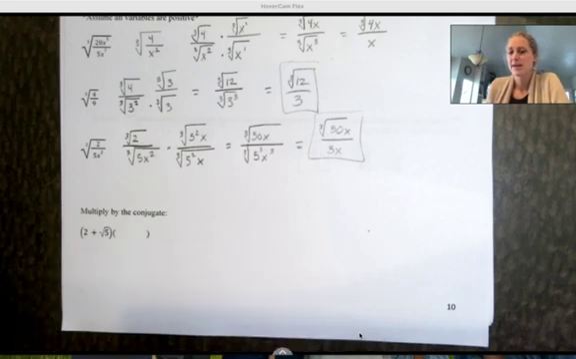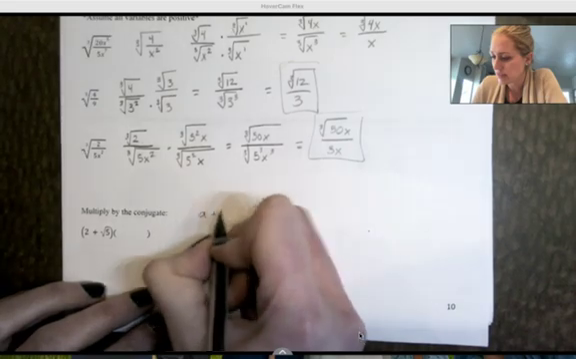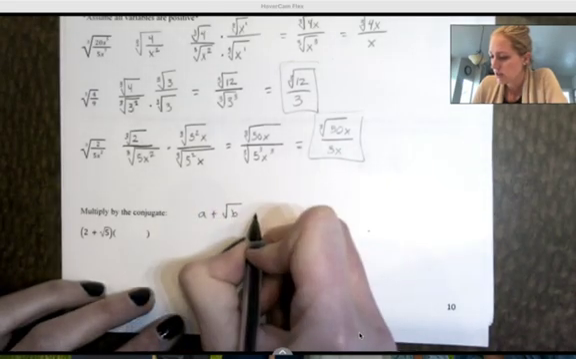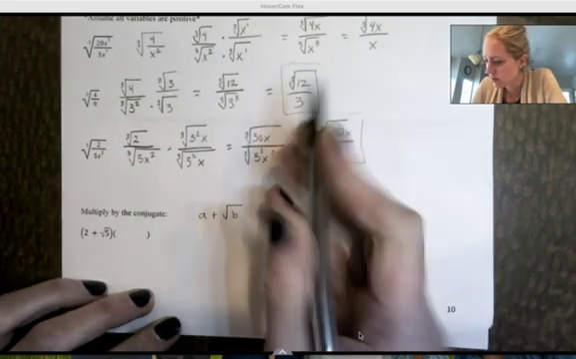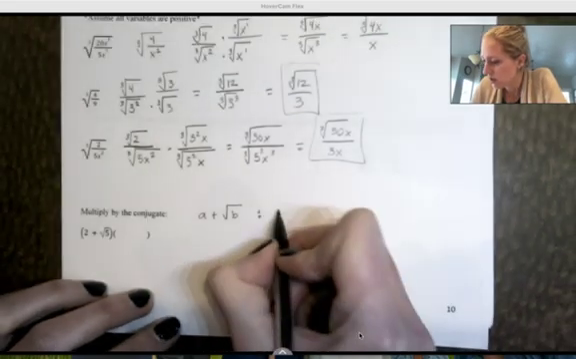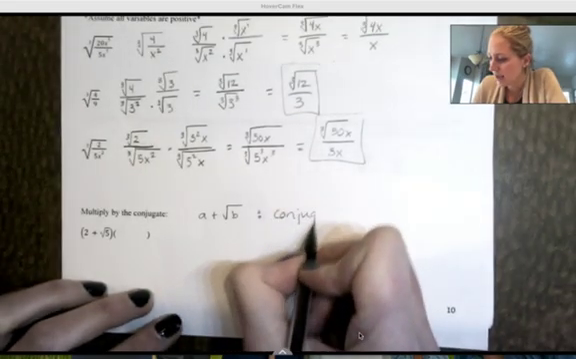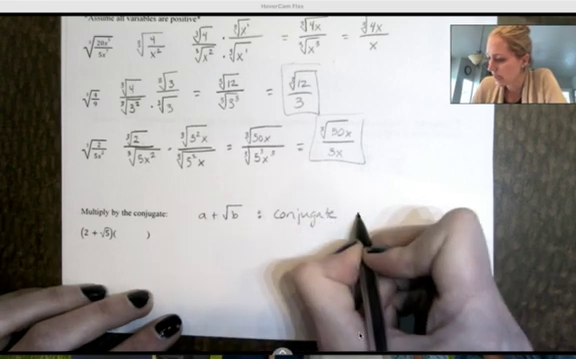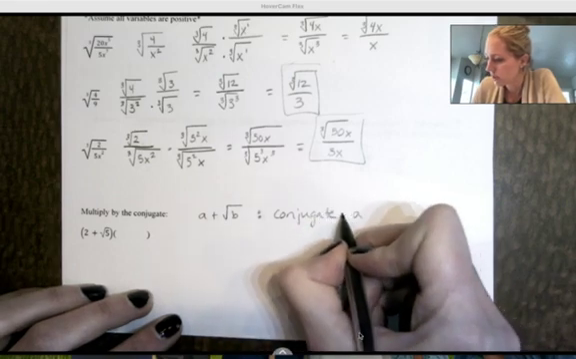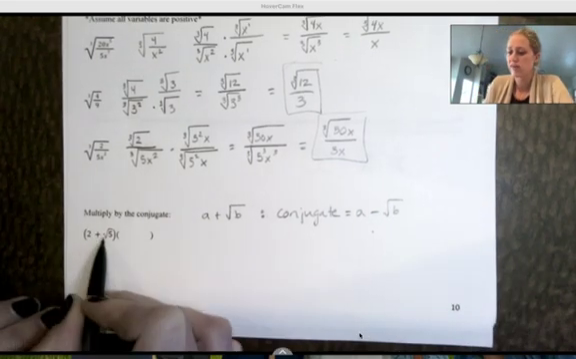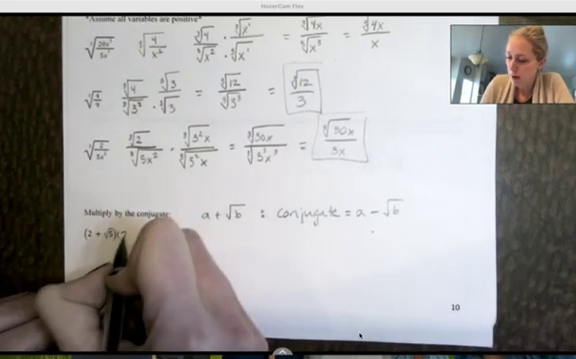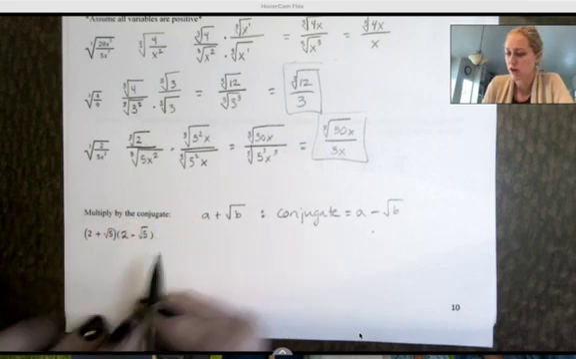Okay, multiplying by the conjugate. So if I have a number that's this, the conjugate is the same exact thing, but we change the sign in the middle. So the conjugate would be a minus the square root of b. So in this case, 2 plus root 5, 2 minus root 5 would be the conjugate.